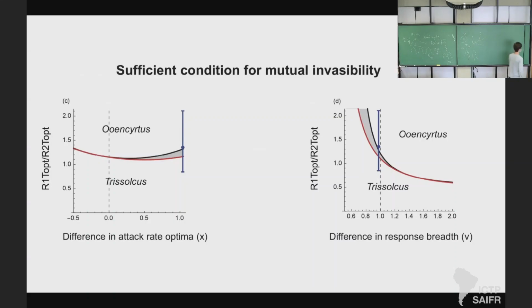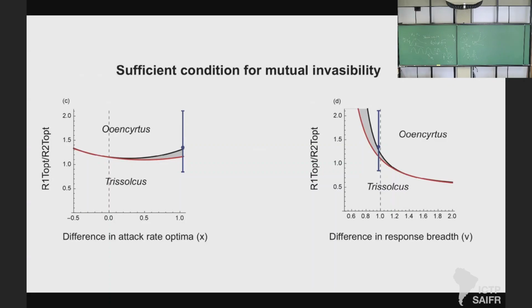Below the red, I have to actually look at my notes. Below the red line, I think it's the red line. No, below the black line, only Trisocus is present. Above the black line, Trisocus is excluded. And above the red line, only O insertus is present, okay? Below the black line, only Trisocus is present. Above the red line, only O insertus is present. That gray area is coexistence.